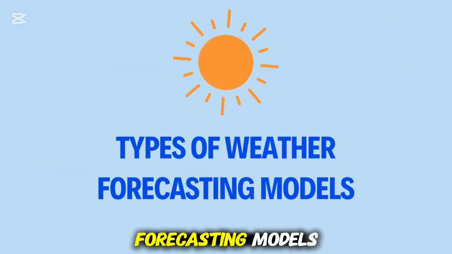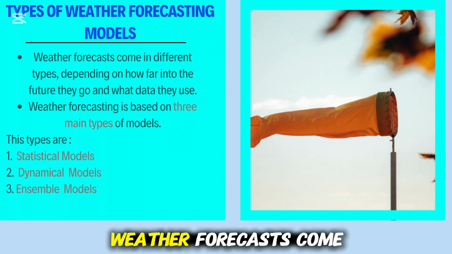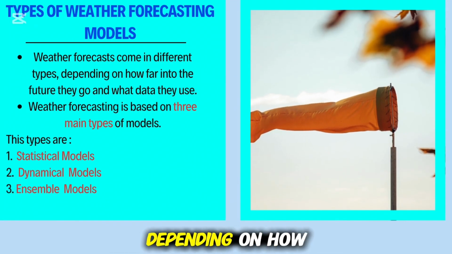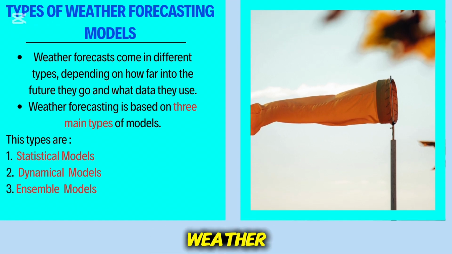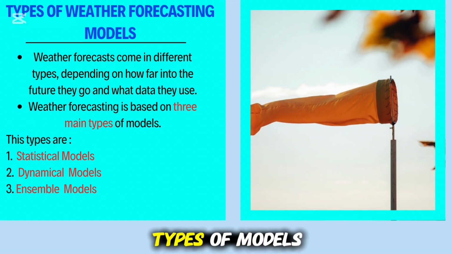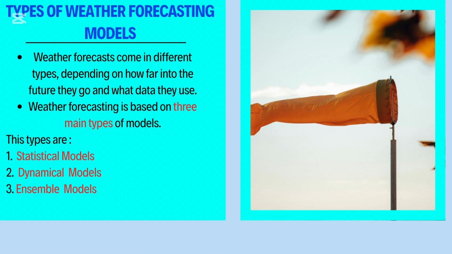Types of weather forecasting models. Weather forecasts come in different types, depending on how far into the future they go and what data they use. Weather forecasting is based on three main types of models. These types are: first, statistical models; second, dynamical models; third, ensemble models.